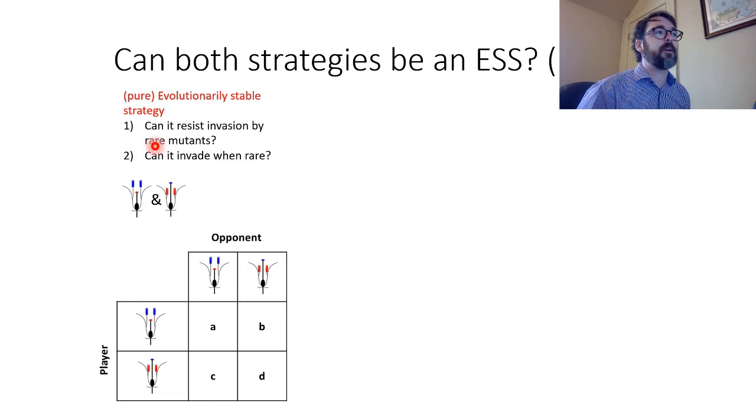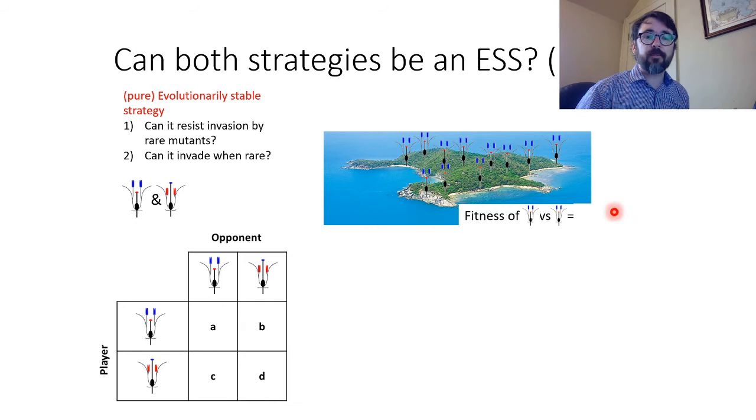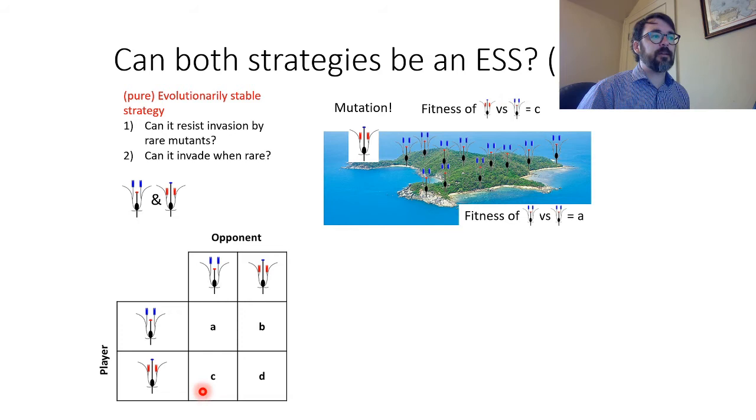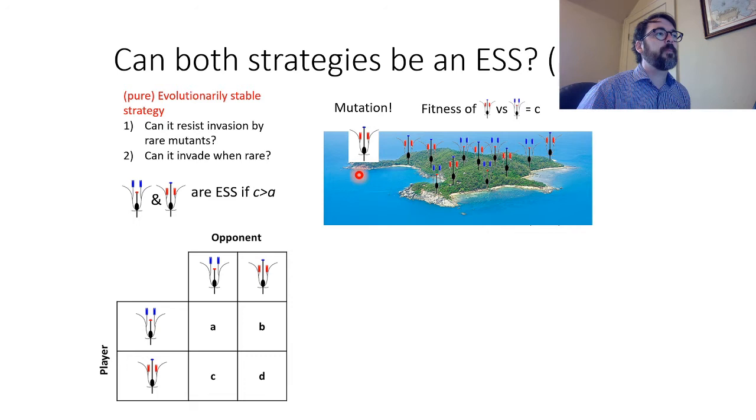So start the island with pure long stamen. Just like before, everyone's getting a fitness of A. We read it off the possible worlds here. We get our mutation, but now our mutation is getting C. We read that off the possible worlds here. But now, if C is greater than A, then we're going to move into a world where there's going to be both of them coexisting. So the long stamen guy cannot resist invasion of the red guy.